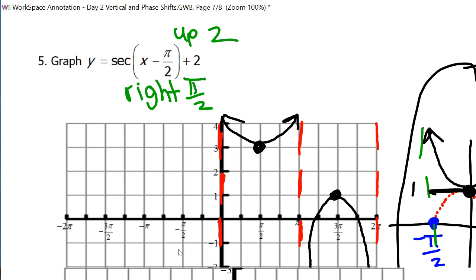Okay, now just repeat that. Draw a vertical asymptote at negative pi and negative 2 pi. And we left off at concave up. So the next one would be concave down. And the next one would be concave up.